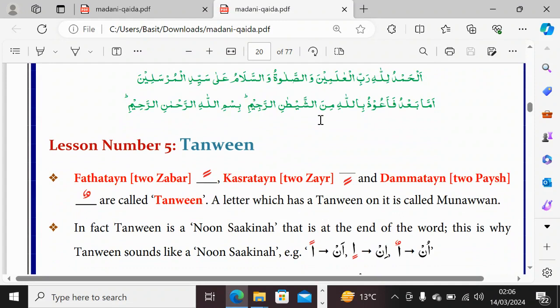In this video, we are going to learn lesson number 5 of Madani Qaida with Tajweed.